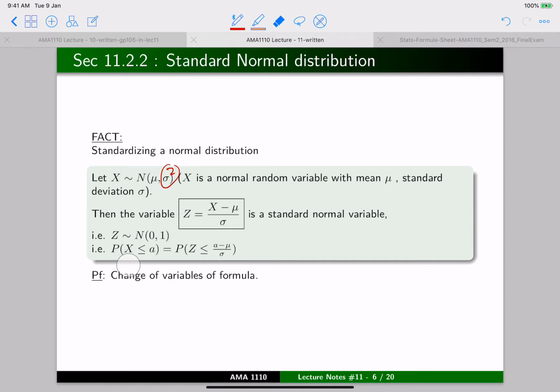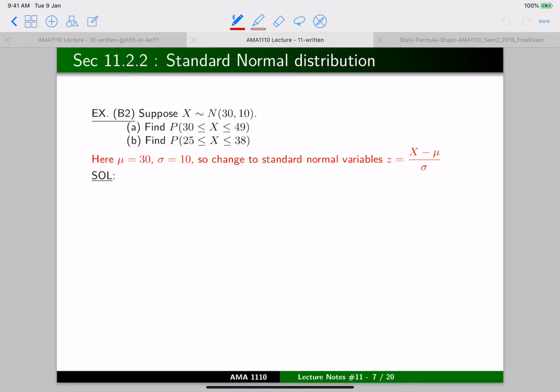So if you want to figure out, for example, the probability that x is less than or equal to a, then you just standardize the variable. The proof is just a change of variables formula. For example, suppose, sorry, there's a typo here, that x follows a normal distribution with mean 30 and variance 10 squared. So here mu is equal to 30 and the variance is 10 squared. Let's find the probability that x is in between 30 and 49. And let's find the probability that x is in between 25 and 38.